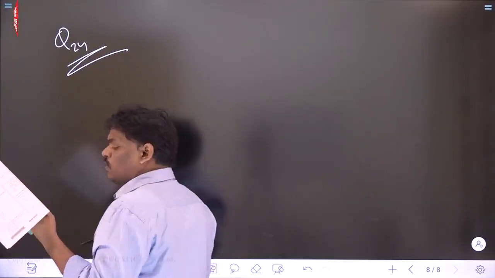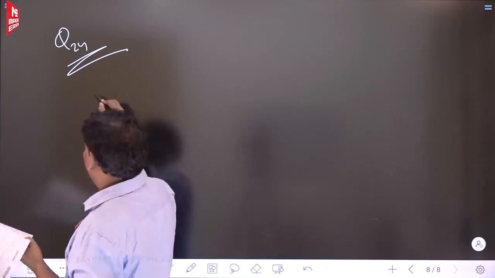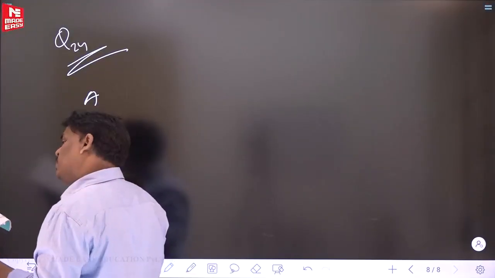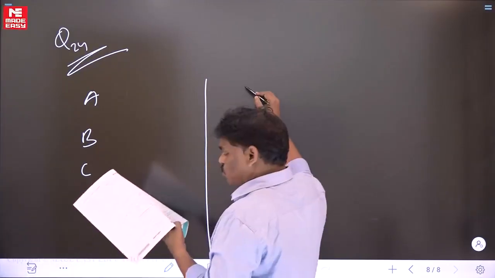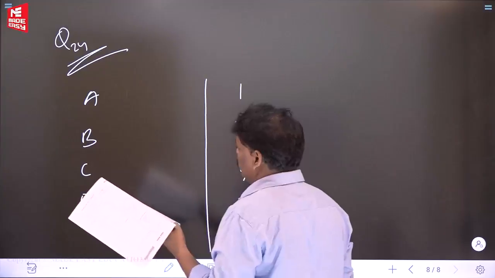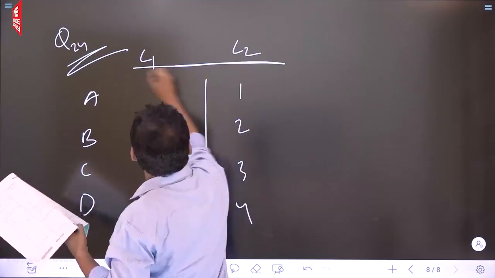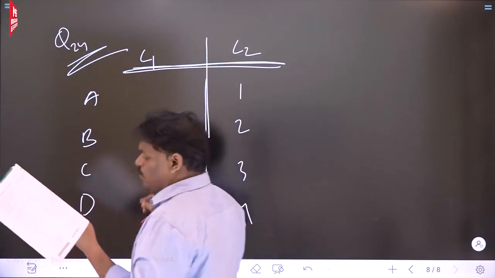Question number 24. Two lists are given and you have to match them. Let's match one by one. List 1 has A, B, C, D, four items, and list 2 has 1, 2, 3, 4. Two groups are there, list 1 and list 2. You have to map them. I am mapping now. Very simple.